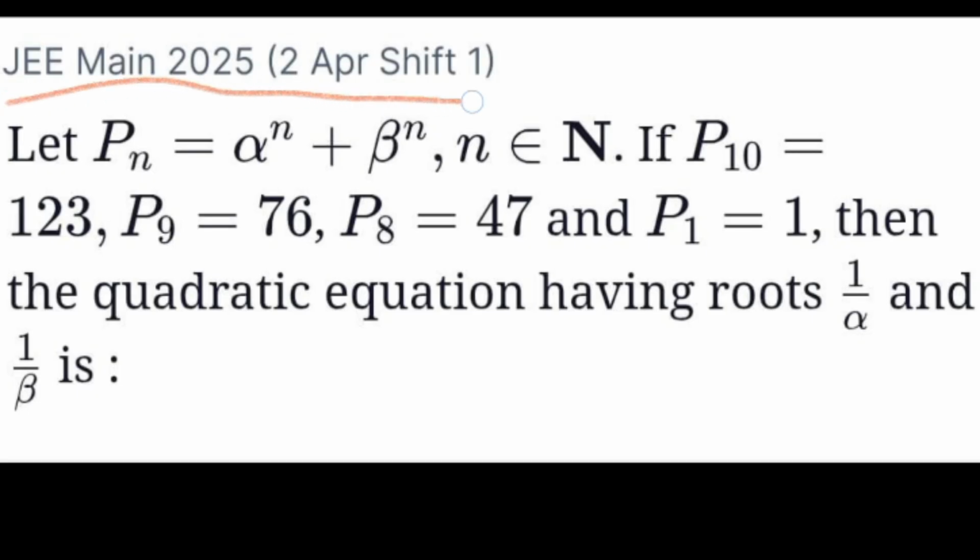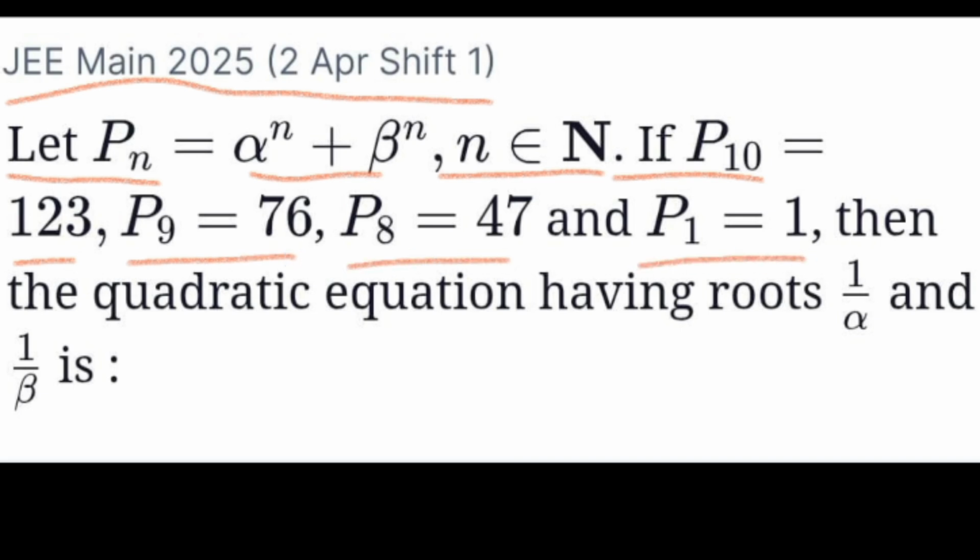Means 2025, one more bit. Let Pn is equal to alpha power n plus beta power n, n belongs to N. P10 is equal to 123, P9 is equal to 76, P8 is equal to 47, P1 is equal to 1. Then the quadratic equation having the roots 1 by alpha and 1 by beta is.